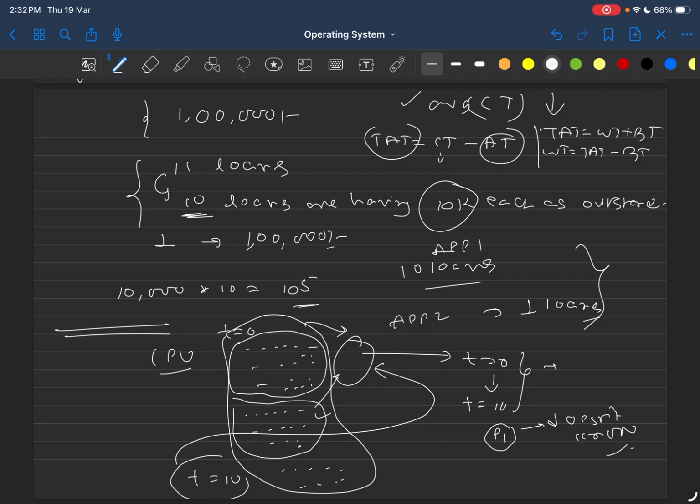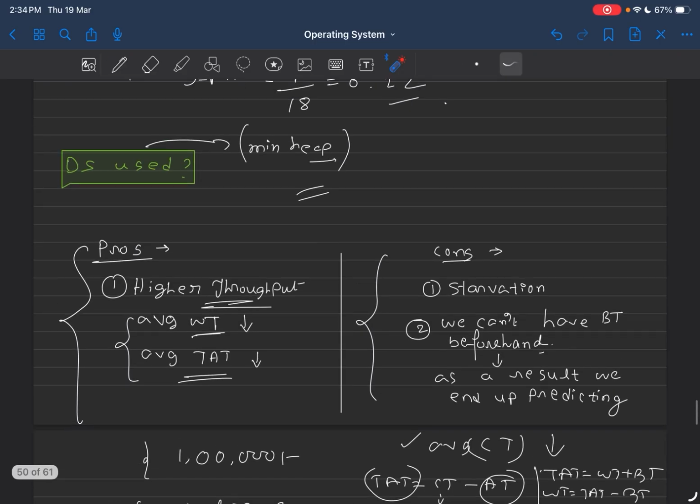If P1 could know this, then P1 could tell the operating system, hey operating system, I am P1, I am a process, and I have a burst time of 10 units of time. But given that P1 itself does not know its burst time, P1 cannot tell its operating system what the burst time is. As a result, your operating system does not know what burst time this P1 will require. So now let me break your heart.